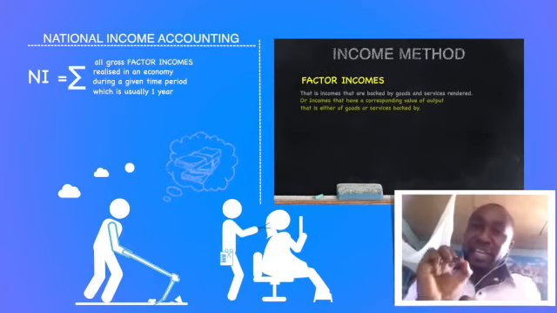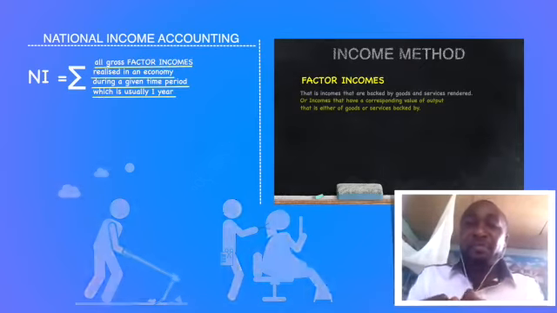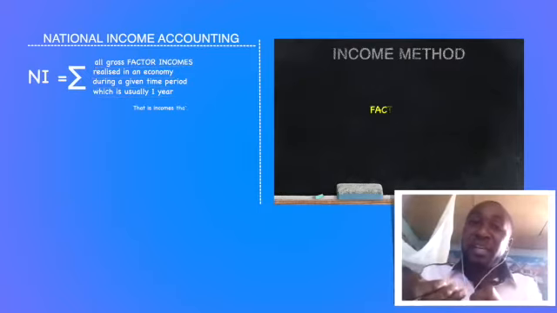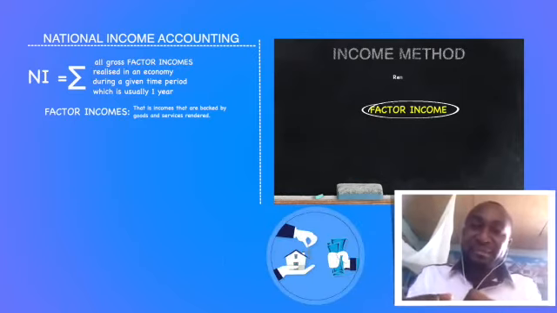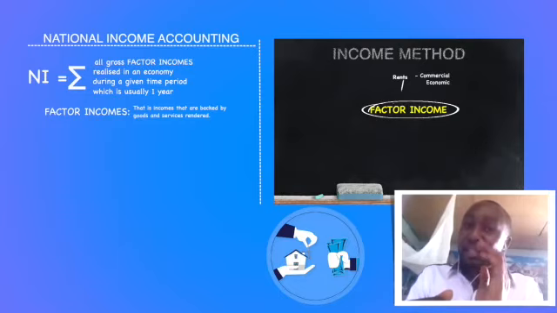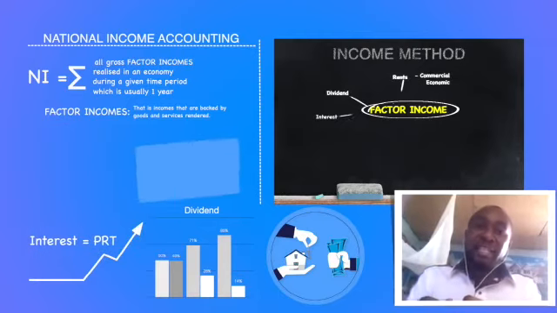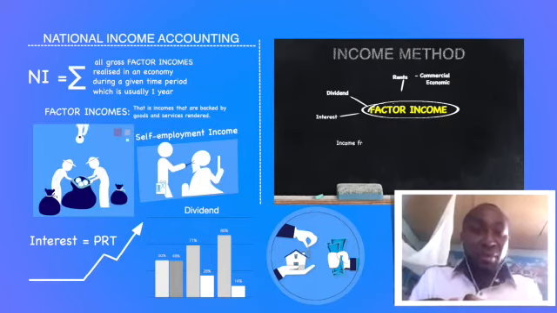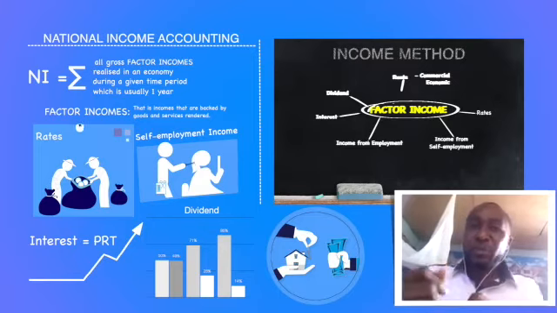So I give it again. It considers the sum of all gross factor incomes that are realized in an economy during a given time period. Now, some examples of these factor incomes include rents, that is money paid by tenants to a landlord. Remember, there are two types of rent: commercial rent and economic rent. Then dividend, that's money received by shareholders for taking risk to invest. There's interest, there is income from employment, income from self-employment, there's rates and so forth.